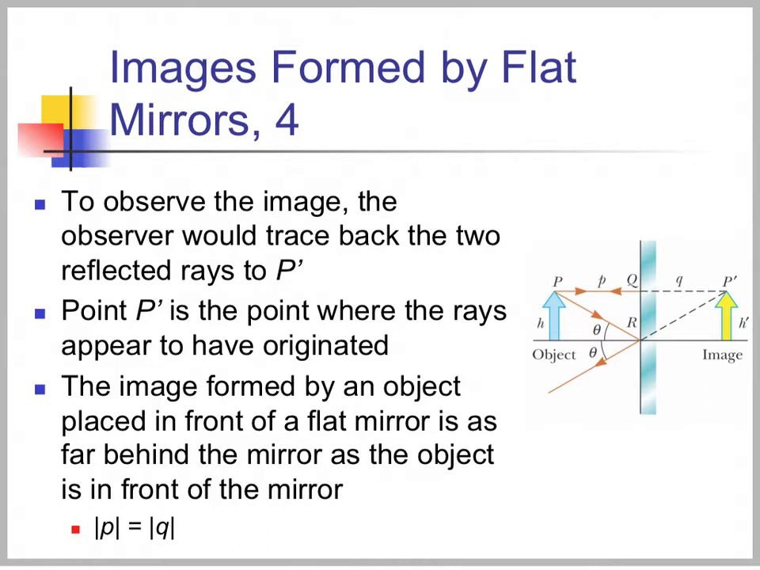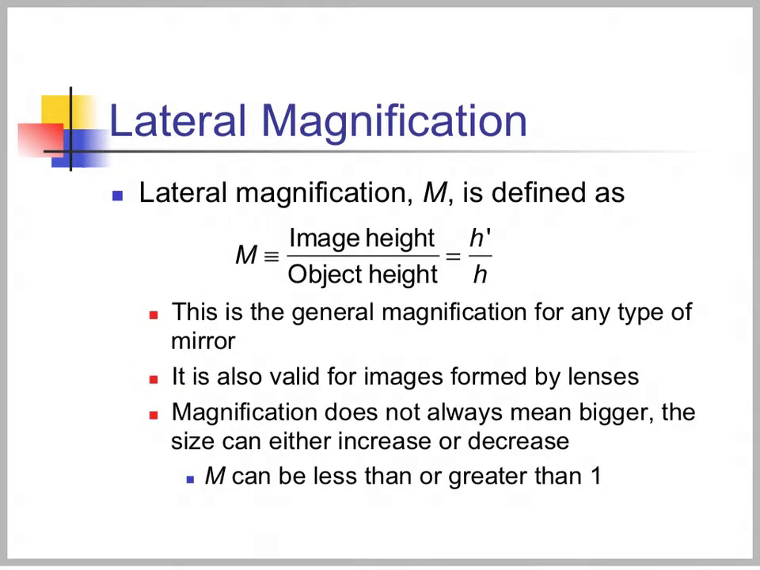The image formed by an object placed in front of a flat mirror is as far behind the mirror as the object is in front of the mirror. In other words, the value of p is equal to the value of q. The lateral magnification M is defined as the image height over the object height, or h' over h. This is the magnification for any type of mirror, and it's also valid for images formed by lenses.